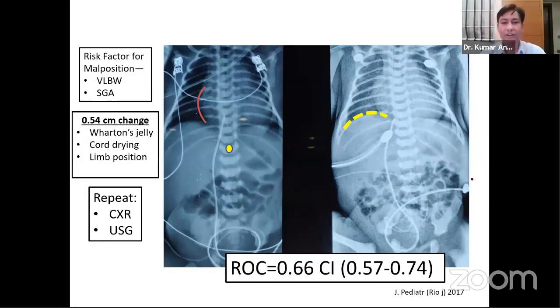When we look at the study that compared the X-ray to ultrasound for locating the umbilical catheter tip, they found that in only 60-66% of cases the tip was in the right position between the right atrium and the IVC. We know the position can change with the limb position of the patient, and once the Wharton's jelly dries as the cord dries, the position can change on the same day if you do X-rays at different points of time, by up to 0.5 to 0.6 centimeter. There are also certain risk factors for malposition, because even if you calculate on actual length, when you insert the catheter it may not be in the right position, for example in very low birth weight infants or in certain positions.